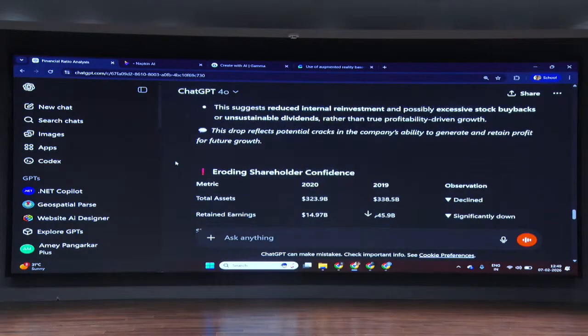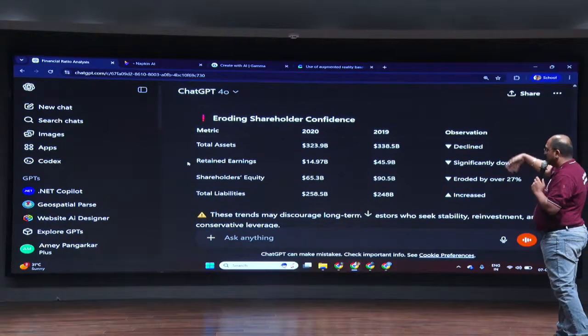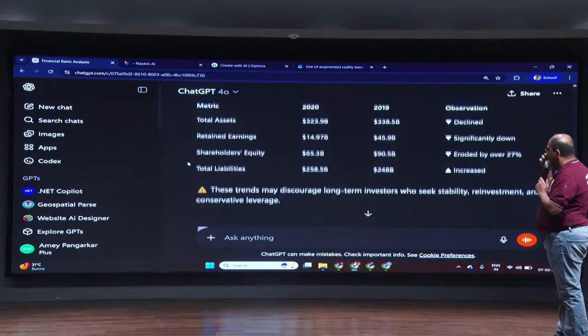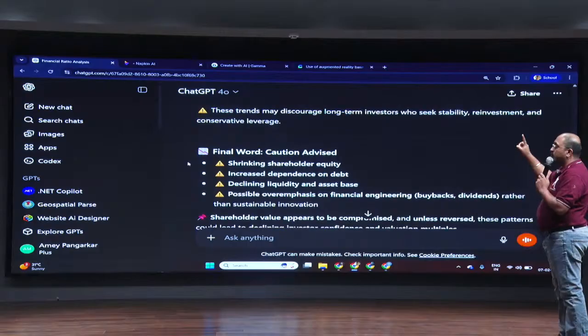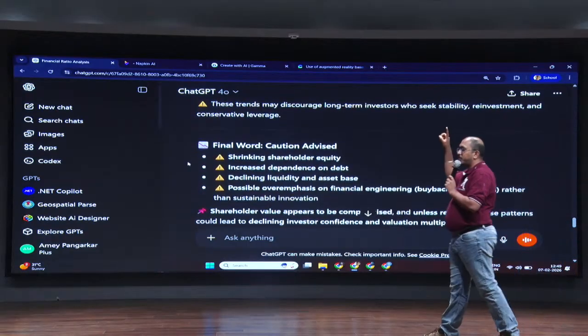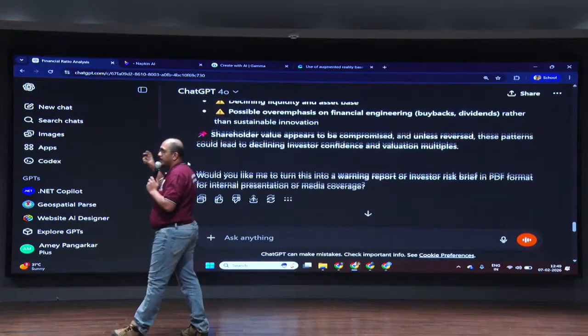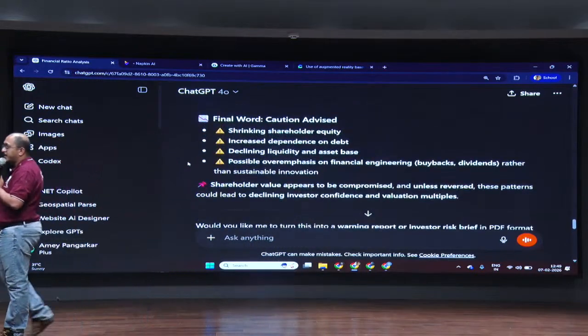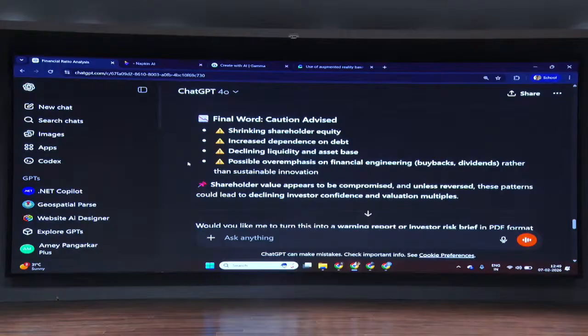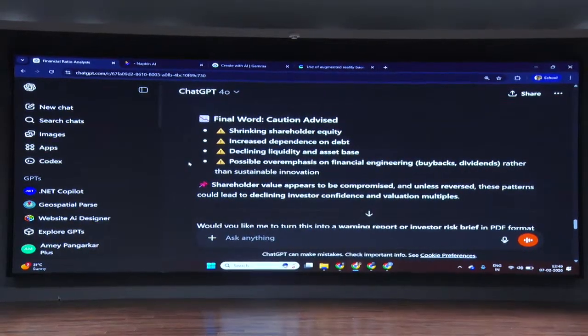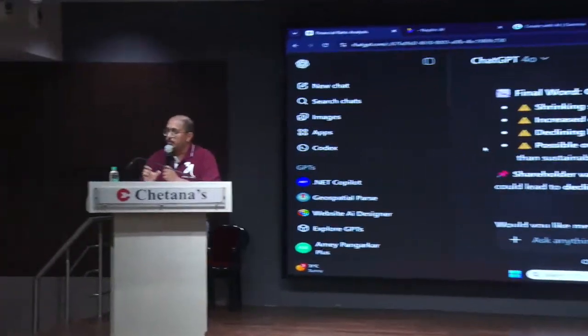Now even go further, eroding shareholder confidence. Let's go down. Final words, caution advised. What was earlier? Why invest more? And all these symbols are giving you a different context. So Shubham, the best part of it is, even if some CA looks at it, there is nothing technically wrong in each and every piece of information. But what is put at what point of time is decided by the kind of narrative I'm setting.